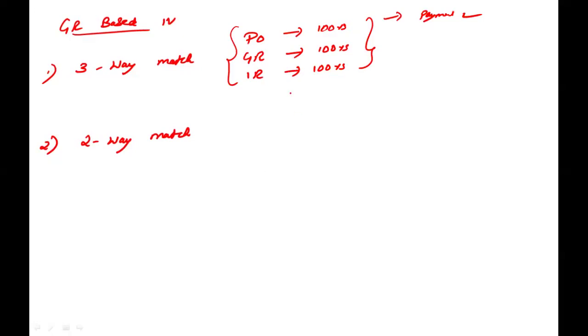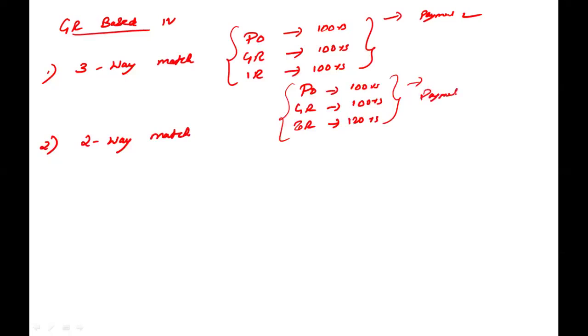Suppose, take the same example. The PO is placed for 100 rupees. GR is done for 100 rupees. And invoice is sent by vendor for 120 rupees. In this case, this is a payment block because there is no match. If the three terminologies are matching, payment will happen. If the three terminologies are not matching, payment will not happen. So this is called as three-way match.